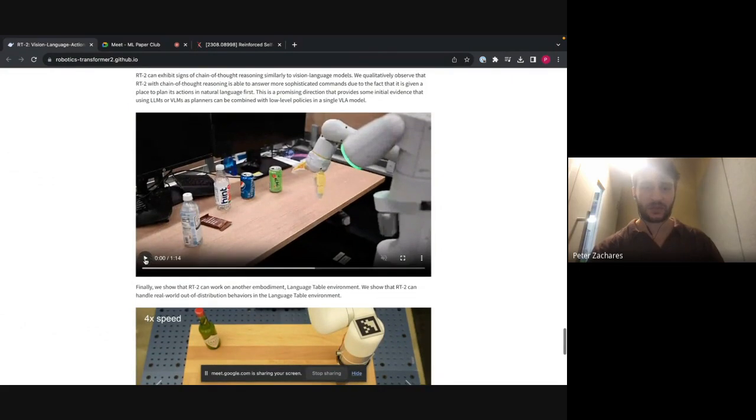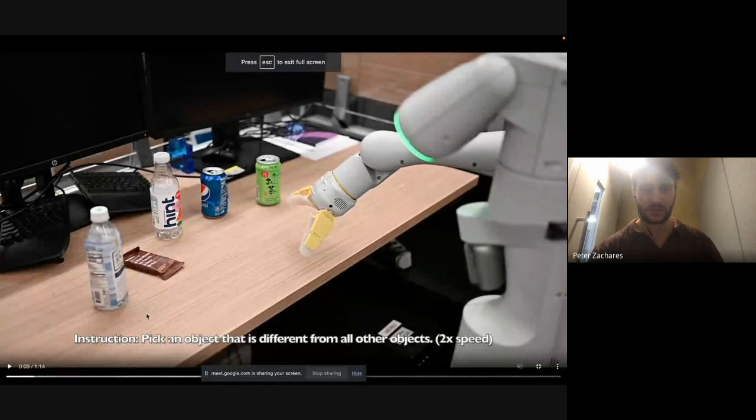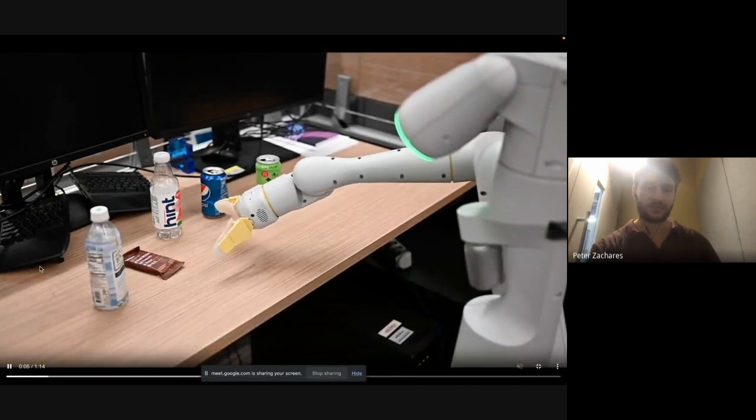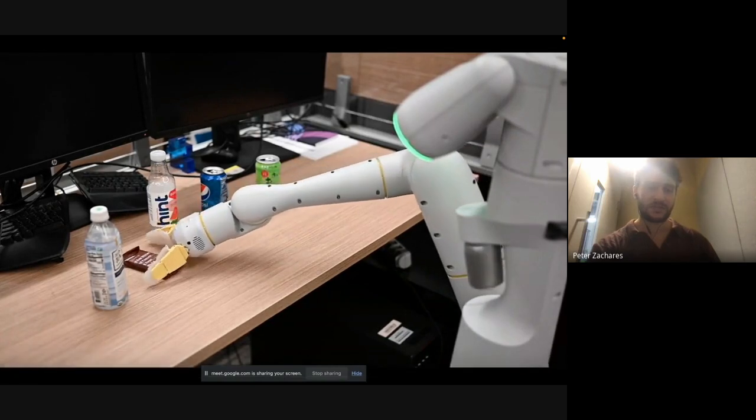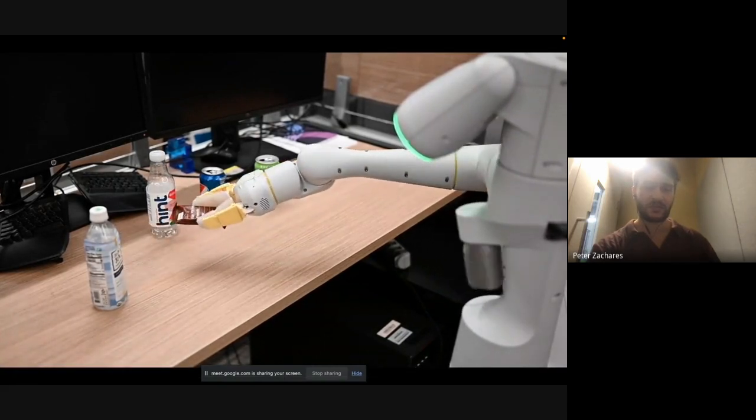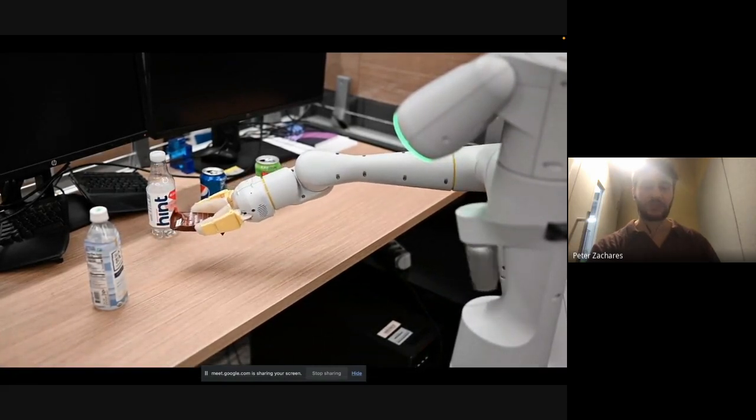What is this one? That's a really long one. Pick an object that is different from all the other objects. So it's able to understand that this is an object that's different from all the other objects. It's pretty cool.